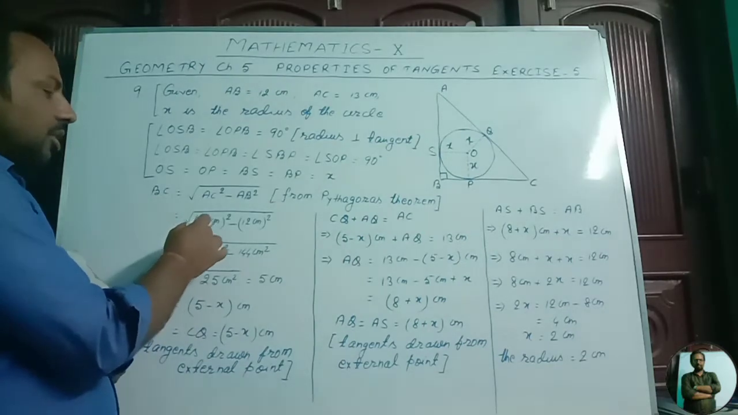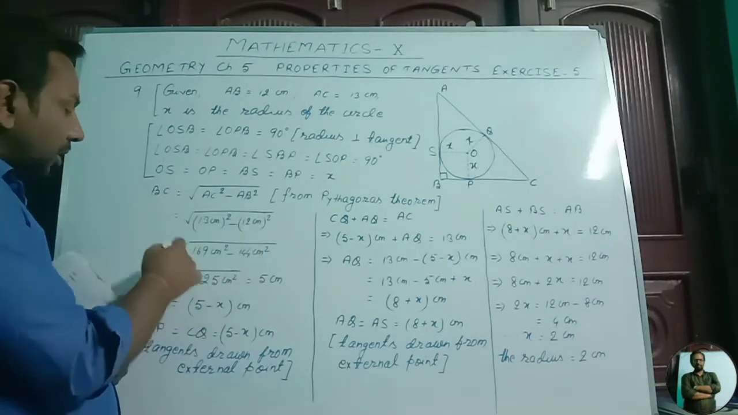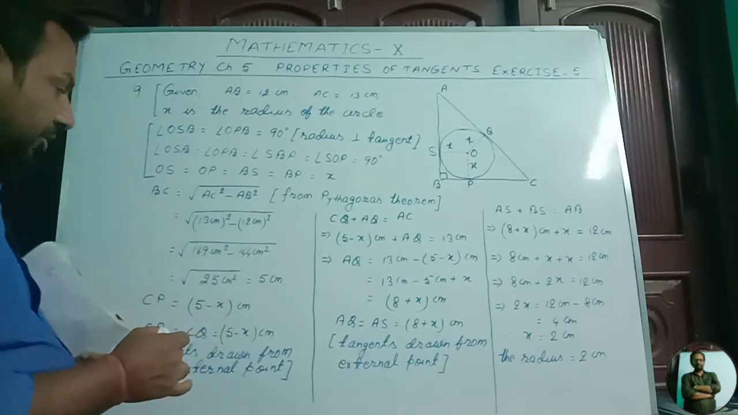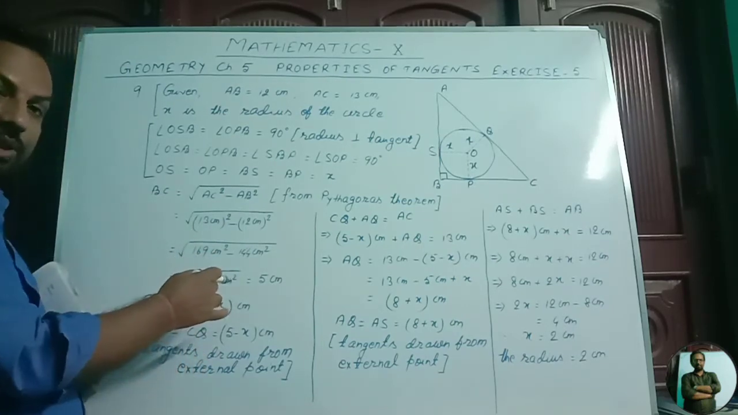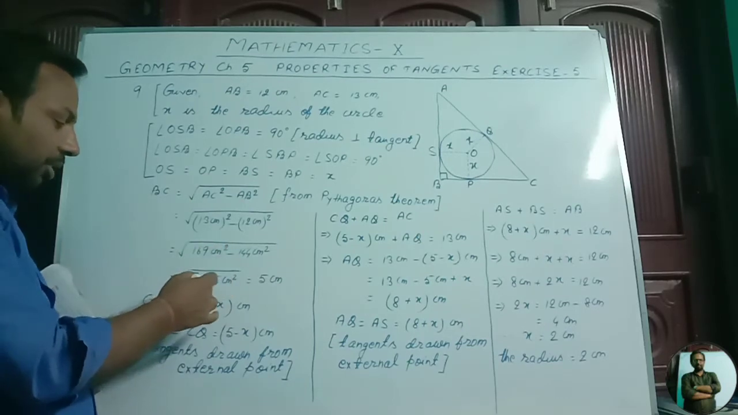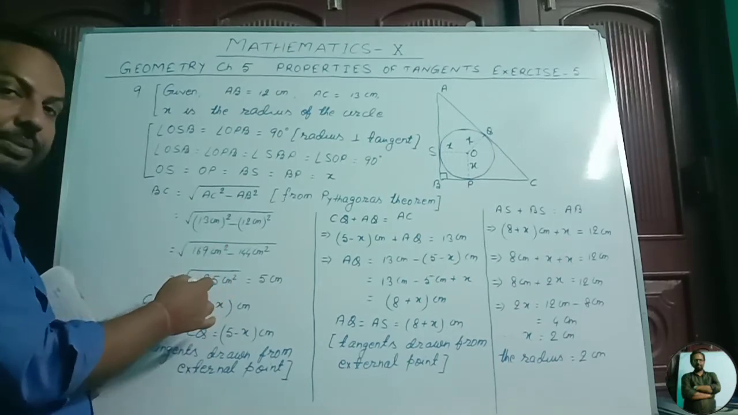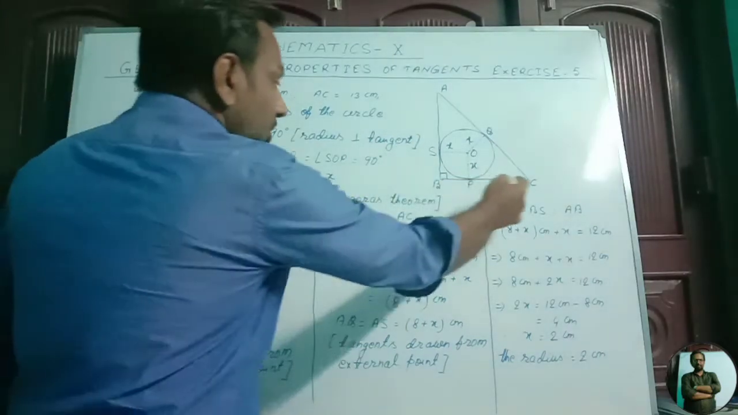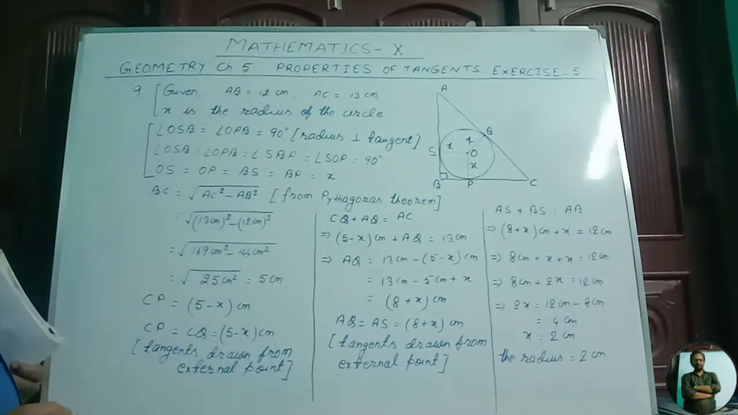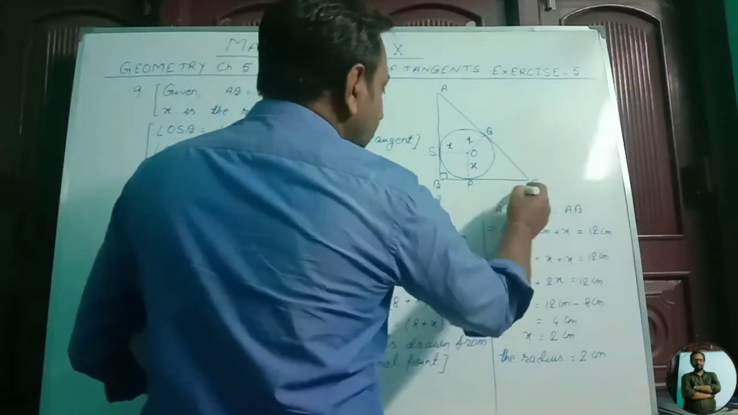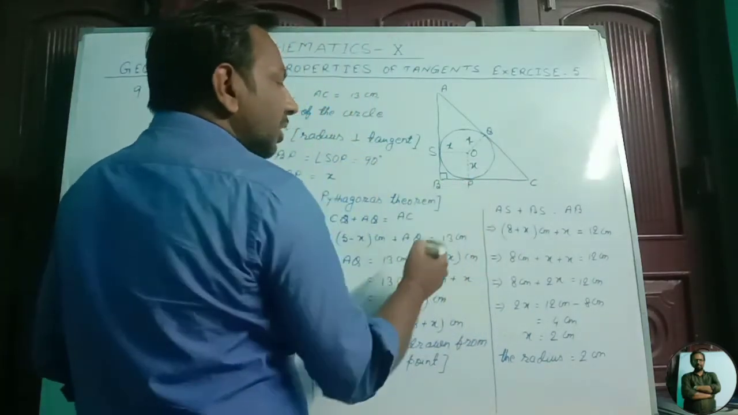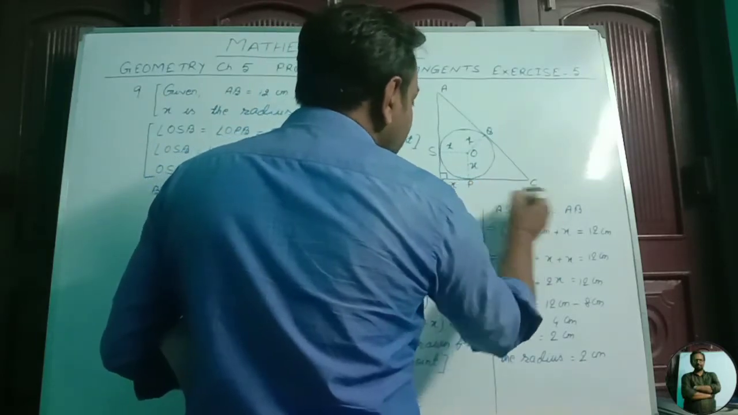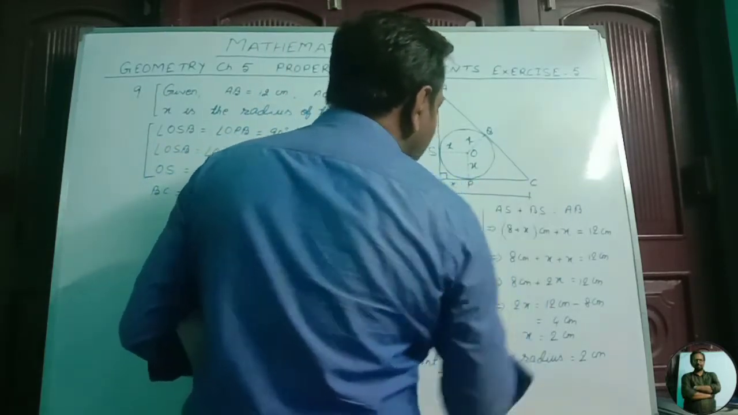Root over 13 centimeter square minus 12 centimeter square, root over 169 centimeter square minus 144 centimeter square, root over 25 centimeter square. This subtraction is being 25 centimeter square, so root over 25 centimeter square, and the calculation became 5 centimeter. So BC became 5 centimeter. Now this BC is 5 centimeter and BP is X. See here, this is X, and from here till here this is 5 centimeter.